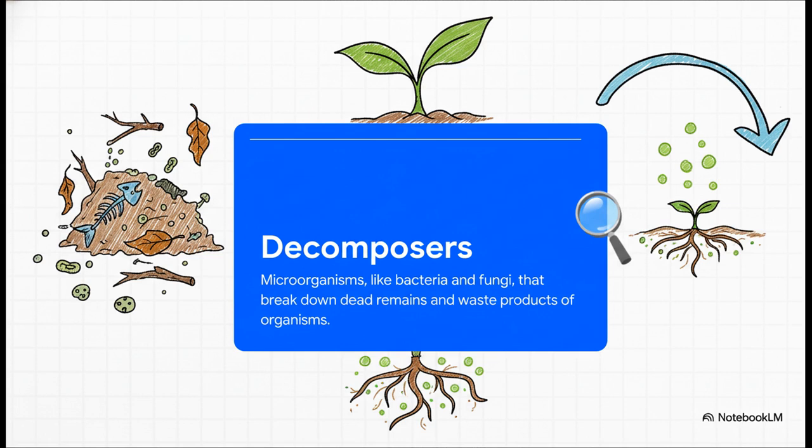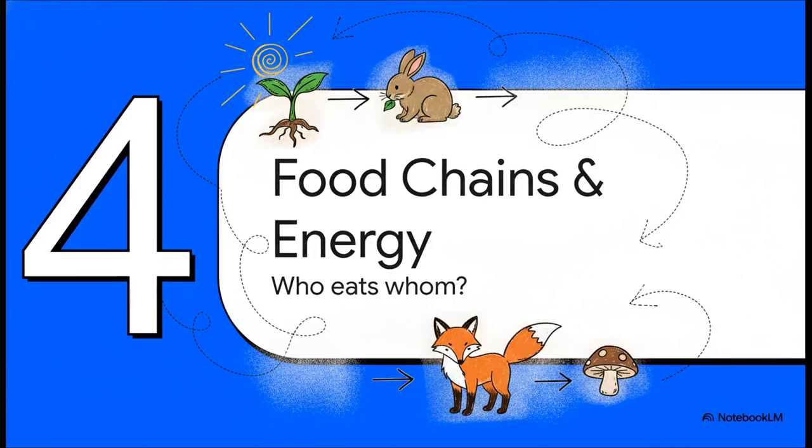By doing this, they return all the important nutrients back into the soil. These nutrients are then used by the producers, the plants, to grow. So you see, decomposers are very, very important. They complete the cycle. So, we have seen that producers make food, and consumers eat the producers or other consumers.